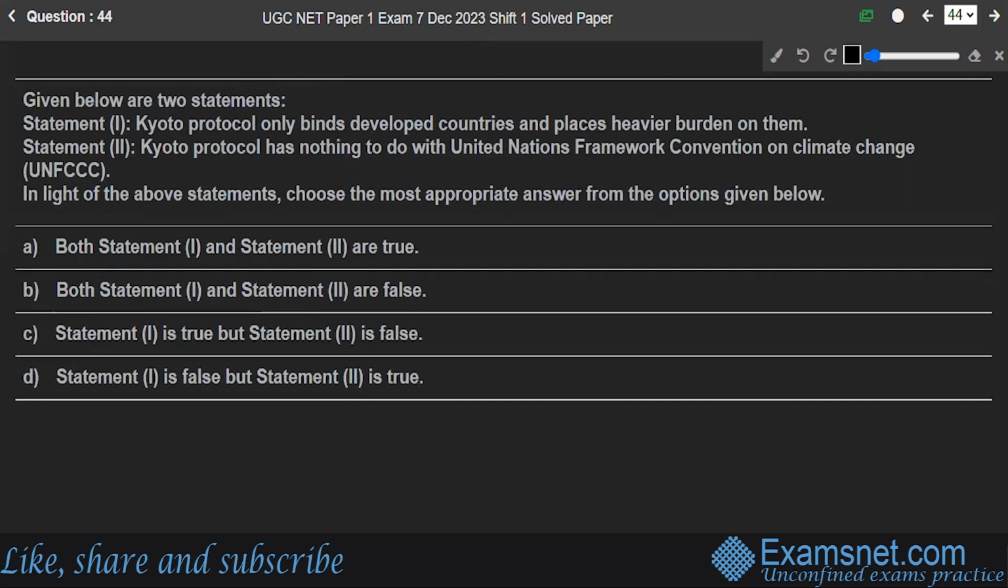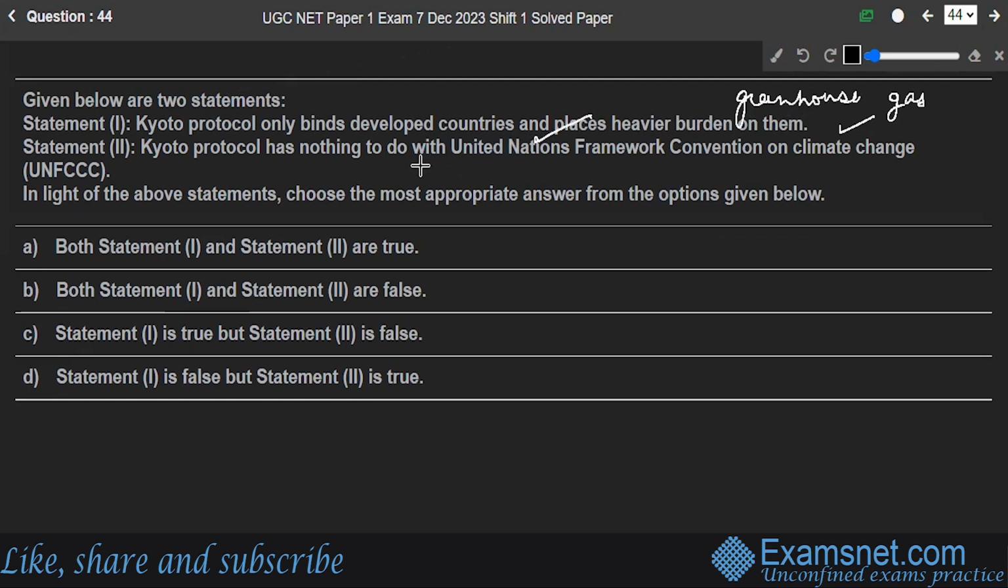Next, question number 44. You have two statements. Again, you have to see the right and the wrong one. The first statement: the Kyoto Protocol only binds developed countries and places a heavier burden on them. This is true. The Kyoto Protocol is an international treaty that commits developed countries to reduce their greenhouse gas emissions. Developing countries are not bound by the treaty, and developed countries have different targets for emission reductions. Therefore, the Kyoto Protocol binds only the developed countries and places a heavier burden on them. This is right. Second one, statement 2.